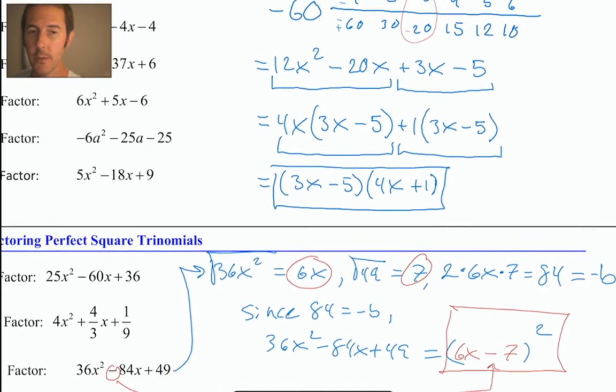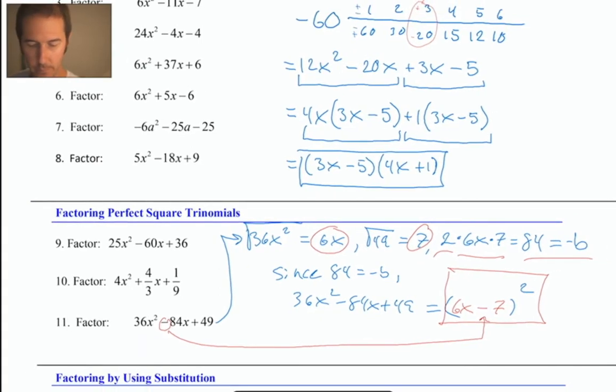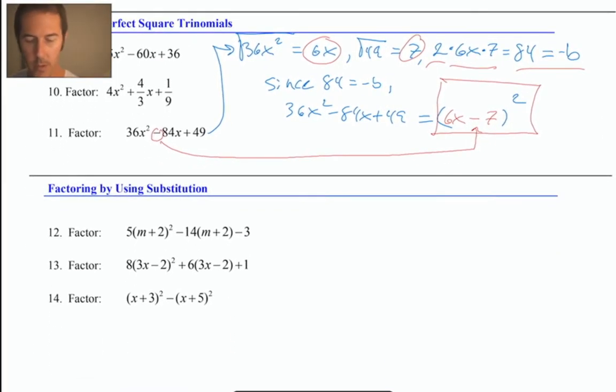Or would you rather take the square root of some stuff, multiply these things together, double it, confirm that it equals the b value, and then pretty much just write down your final answer? I'd rather do that. I encourage you to do the same. So that is factoring a perfect square trinomial. And then this last section is about factoring using substitution.